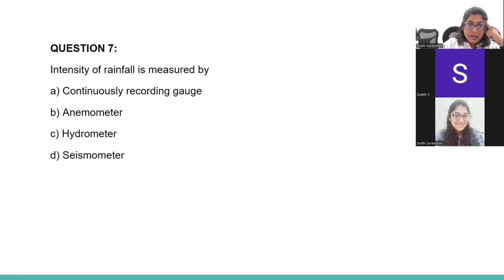Next question. How is the intensity of rainfall measured? Is it done using a continuously recording gauge, an anemometer, a hydrometer, or a seismometer?